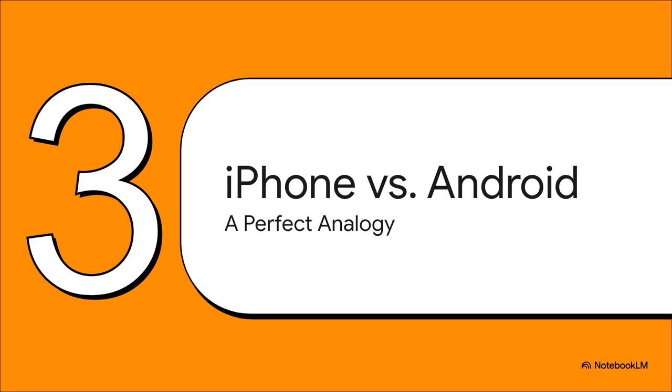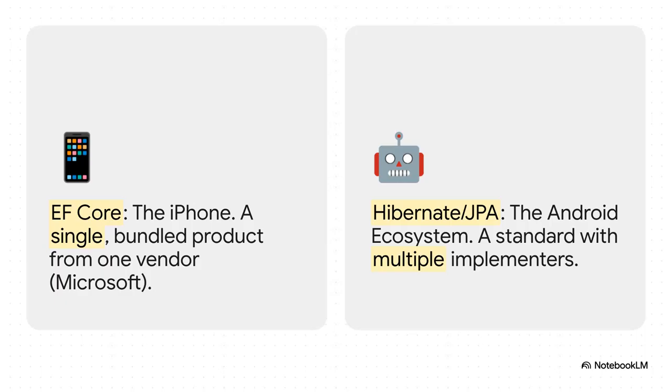Now, if that still feels a little abstract, don't worry. I've got the perfect analogy that's going to make this crystal clear. It's really just the difference between the iPhone and Android. Let's break it down. EF Core is the iPhone. It's a single, tightly bundled product. The hardware, the software, it all comes from one vendor, Apple, or in our case, Microsoft. It just works right out of the box.